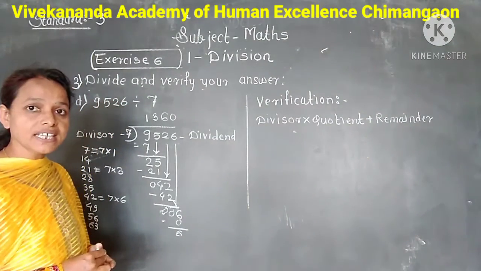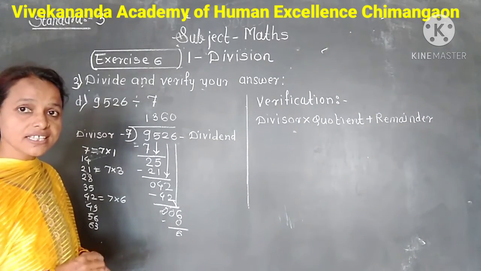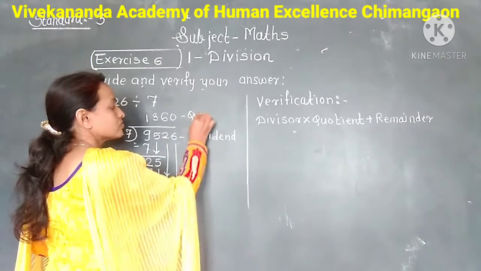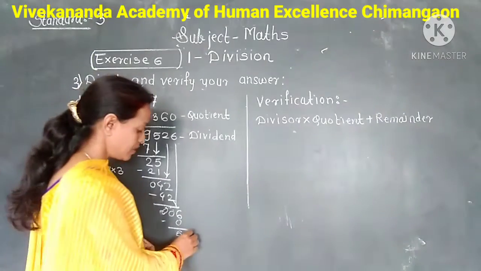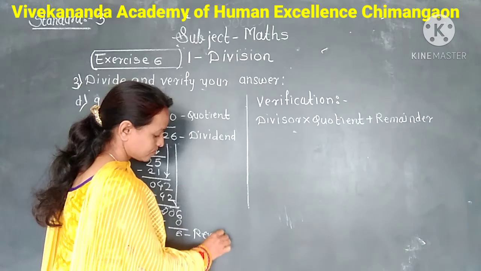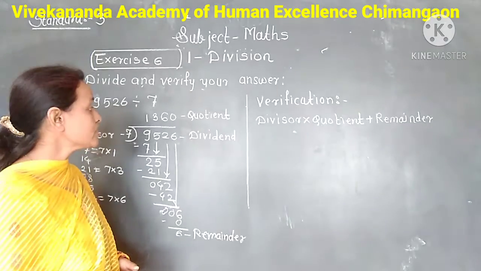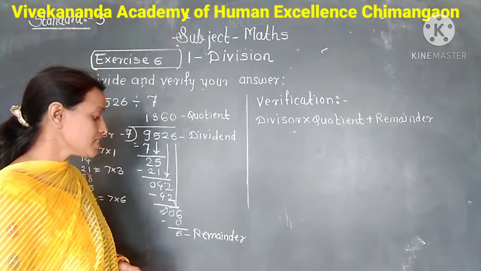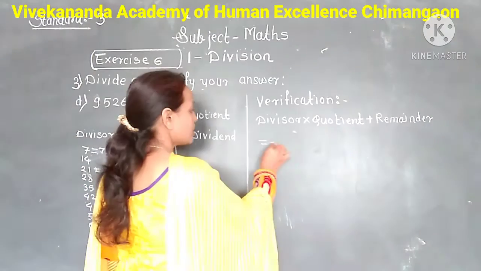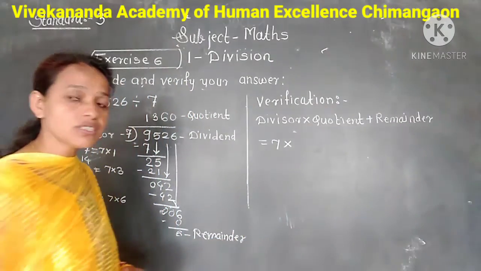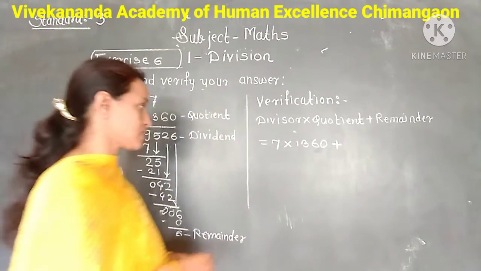So here we divide 9526 by 7. We get 1360 as a quotient. And 6 as a remainder. Here divisor is 7, quotient is 1360 and remainder is 6. Now putting these values, we verify our answer. Divisor 7, quotient 1360 and remainder 6.